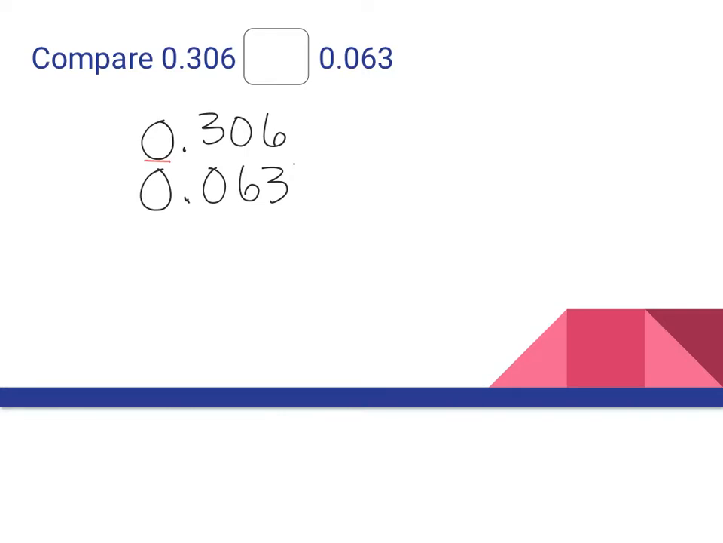So starting from left, in the ones place, there's zeros. In the tenths place, for the top number, I have a 3. In the bottom number, I have a 0. That's the first place that they have a different number, so I'll compare those numbers. 3 is greater, so that makes that entire number greater than the other number.